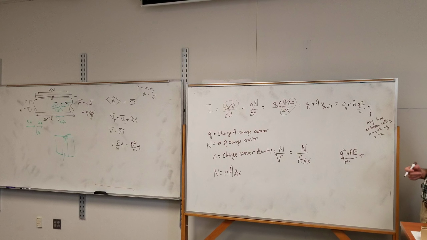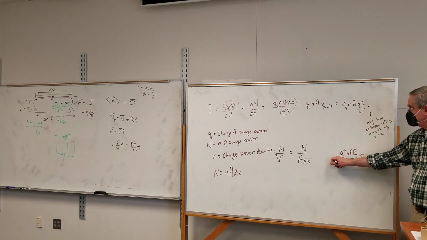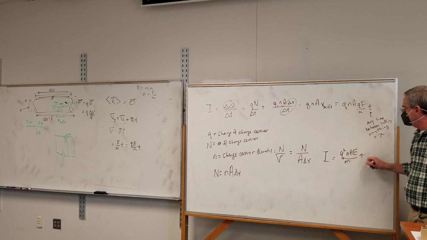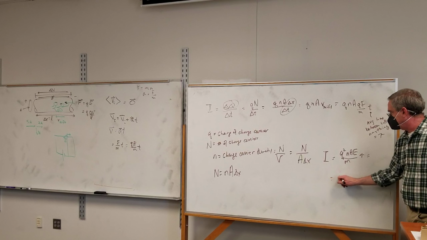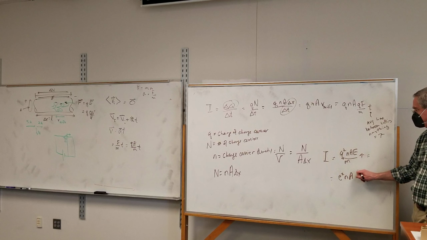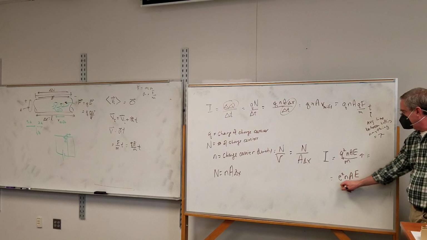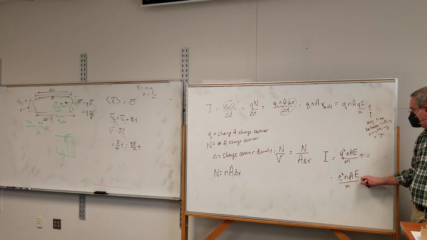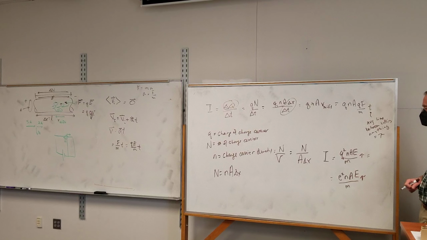And now let's just be specific. Let's throw electrons into it. If electrons are flowing, this is again equal to my current. This is equal to e squared, charge of the electron, times the charge carrier density, times the area of the wire, times the electric field over m tau. Oh, that's the mass of the electron.